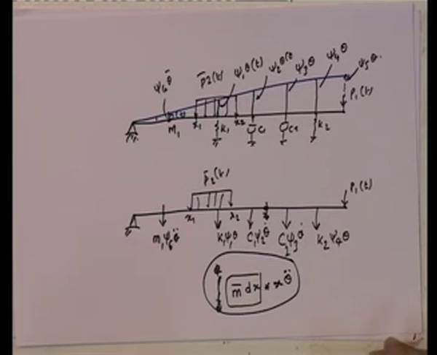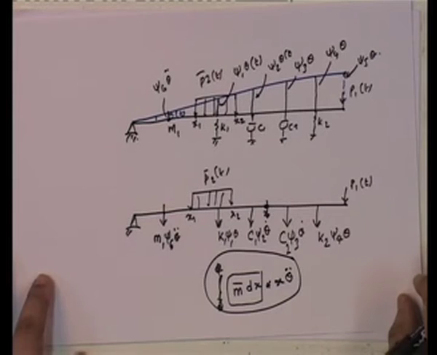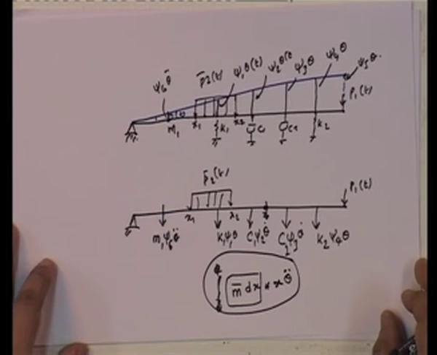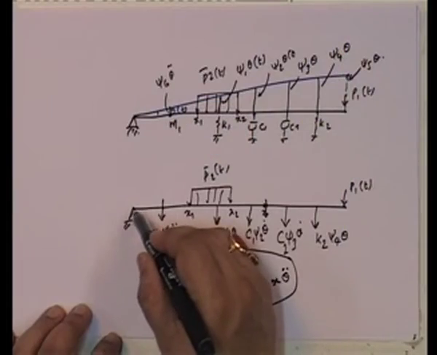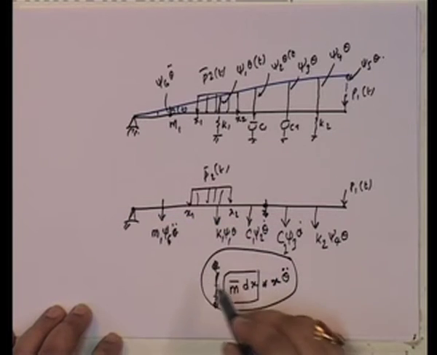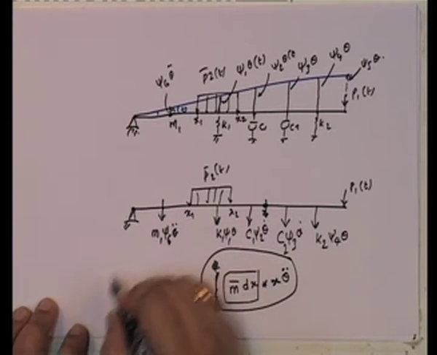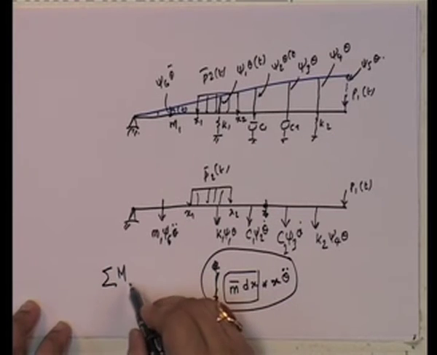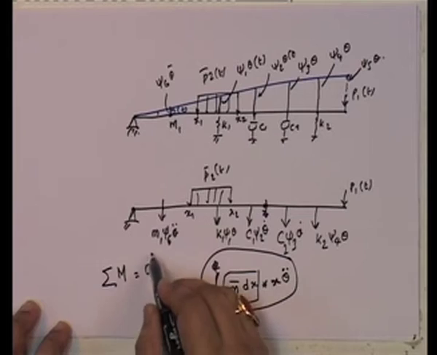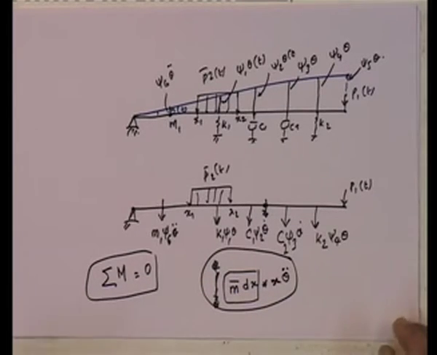So, now these are the only forces that are acting on the structure. Once I have all the forces acting on the structure, what do I do? Well, I have to write down an equation of equilibrium. And what is the easiest equation of equilibrium in this particular case? The easiest equilibrium equation is that since this is a pin here, the moment about this point has to be equal to 0. So, at an instant of time t, the moment has to be equal to 0 instantaneously.